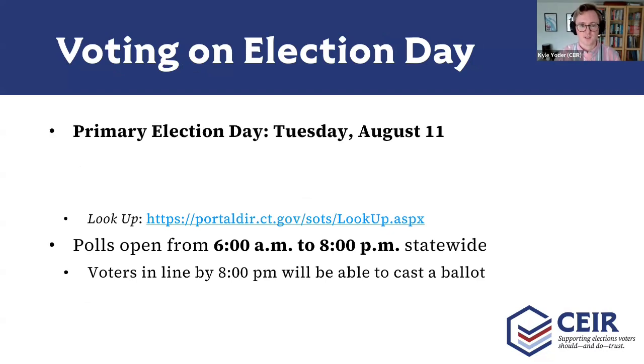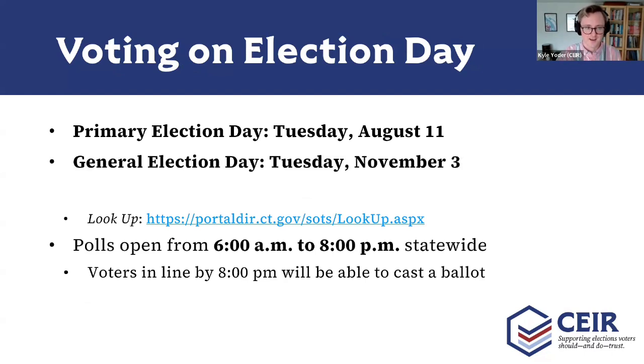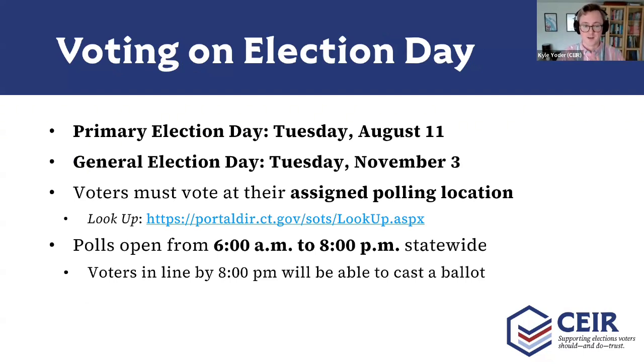Finally, let's talk about voting on election day. So primary election day, again, we said this date a few times, Tuesday, August 11th. General election day, Tuesday, November 3rd. Voters on election day for both the primary and the general must vote at their assigned polling location. Polls are open statewide from 6 a.m. to 8 p.m. Voters in line by 8 p.m. will be able to cast a ballot, just stay in line. And voters can find all the information they need in order to do so at the link that you see here on screen.